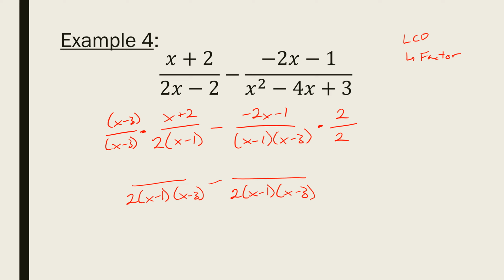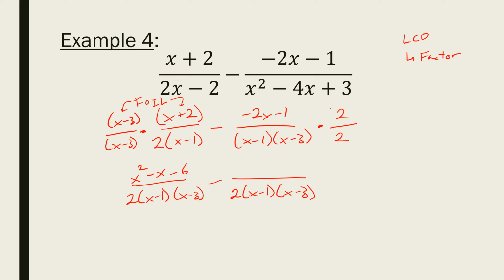On the top, though, I have some trickiness. Notice, if I put the parentheses here, there's actually FOIL going on between this guy and this guy. So because of the FOIL, I have to do that. Let's FOIL it out. I can do it mentally. X squared. I have plus 2x and then minus 3x, so minus x. And then I have minus 6. Okay, so that takes care of the numerator there.